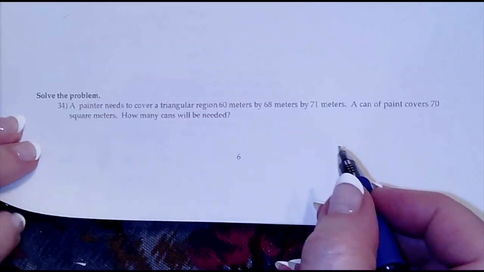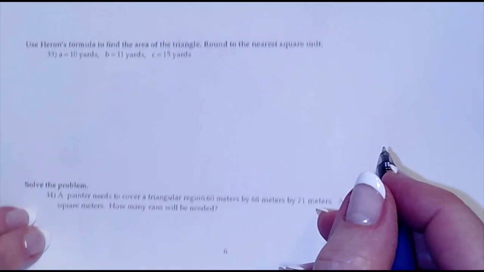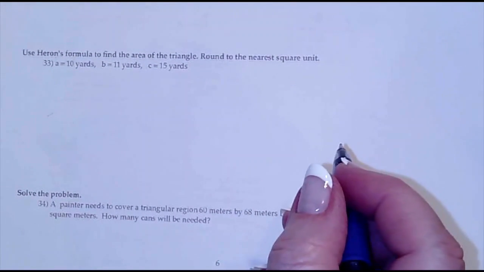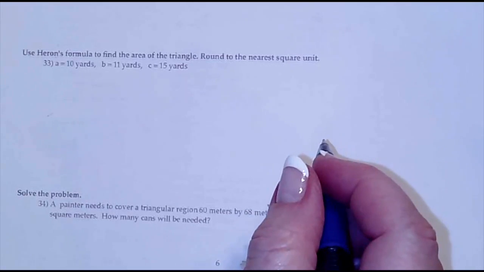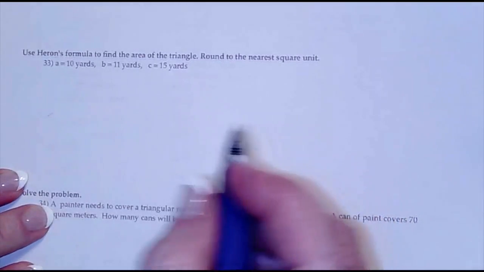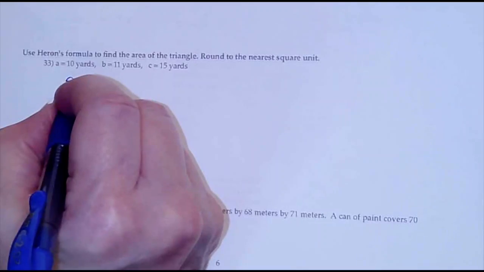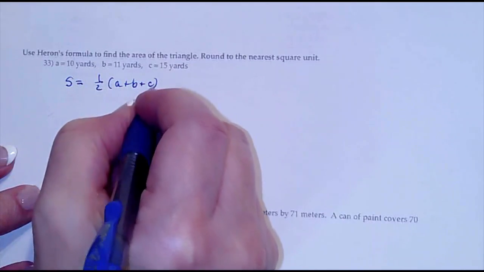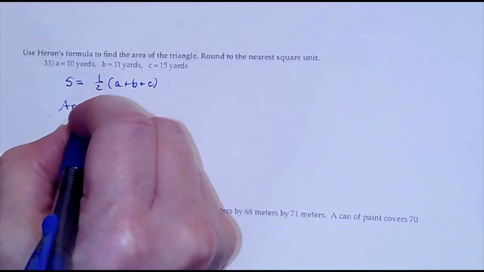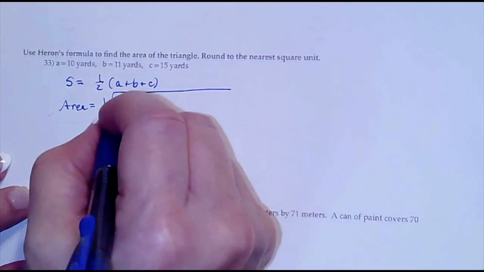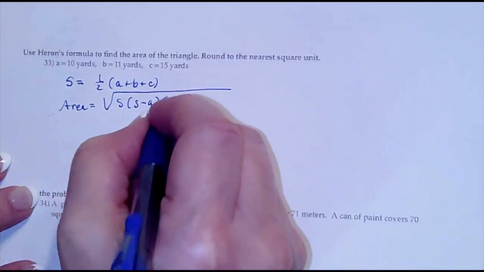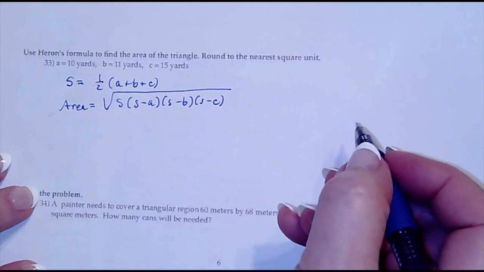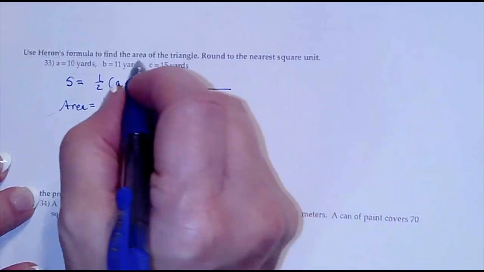Okay, the next one we look at is number 33. It's talking about the area using Heron's formula. So Heron's formula is the one where the semi-perimeter, S equals 1/2 times A plus B plus C, and the area is equal to the square root of S times S minus A, S minus B, S minus C. So there's my formula for Heron's formula to find the area.